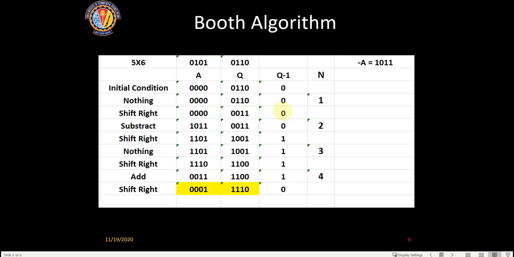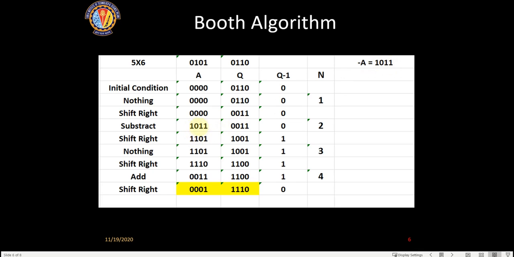In the second cycle, it is 1 0. 1 0 means that in the next step, whenever the second clock comes, it has to subtract, because it is 1 0 here. 1 0 means A equals A minus M. So instead of subtracting this, you will add the complement. So this should be M. Sorry, this should be M. So the complement is 1 0 1 1.